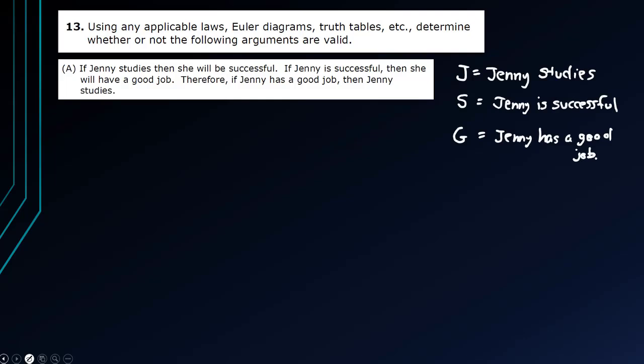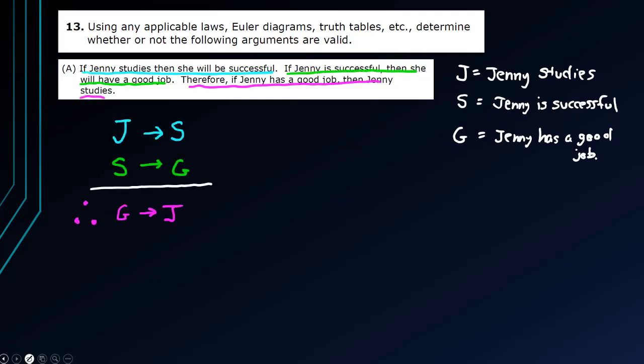So as I start this off, I'm going to use some symbolism here. I'm going to let J stand for Jenny studies, S stands for Jenny is successful, and G, that Jenny has a good job. And so basically these 3 statements: if Jenny studies, then she'll be successful is given as if J, then S. If Jenny is successful, then she will have a good job is if S, then G. And then therefore, which is this symbol here, if Jenny has a good job, G, then Jenny studies. So if G, then J.